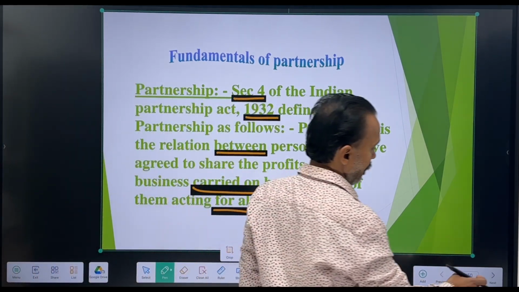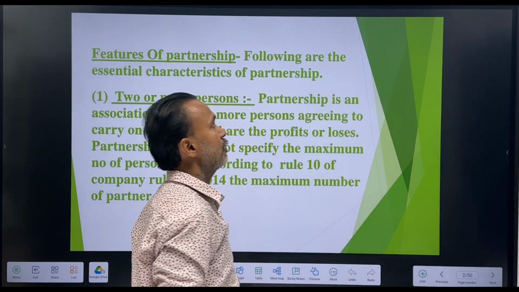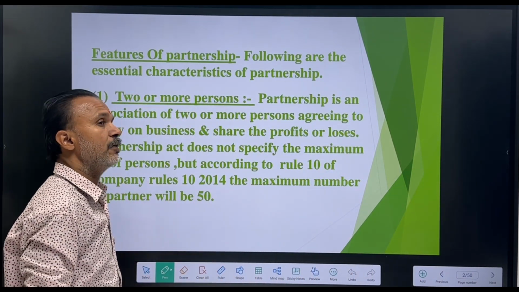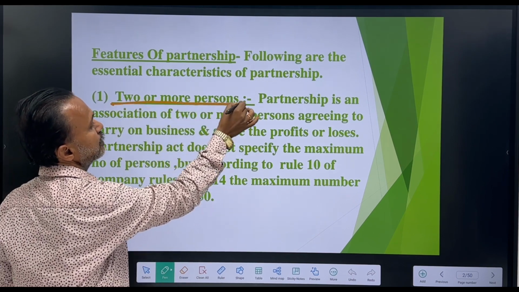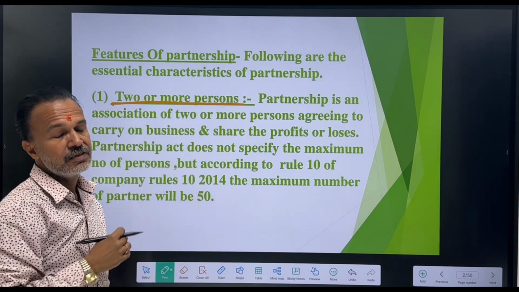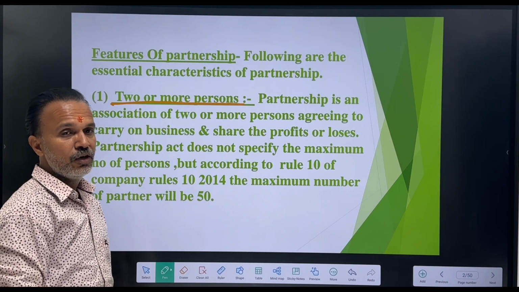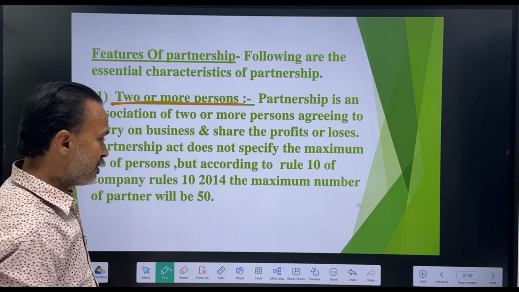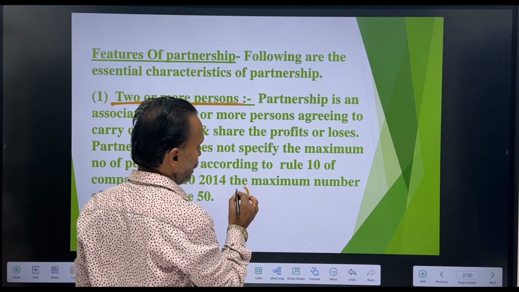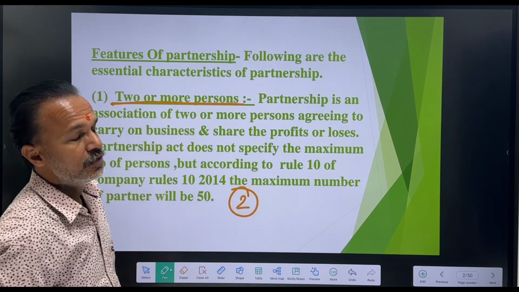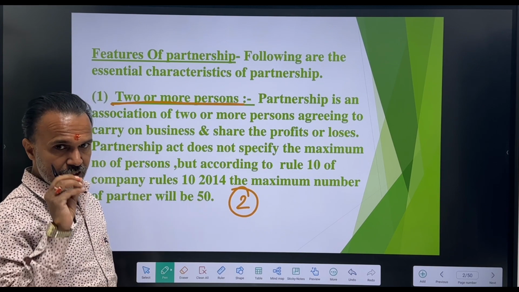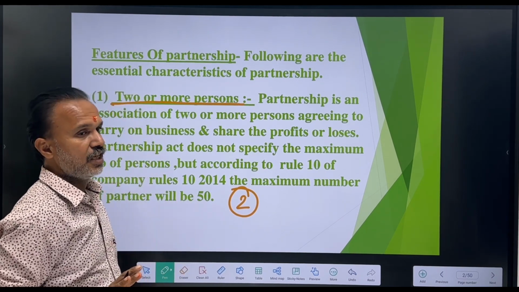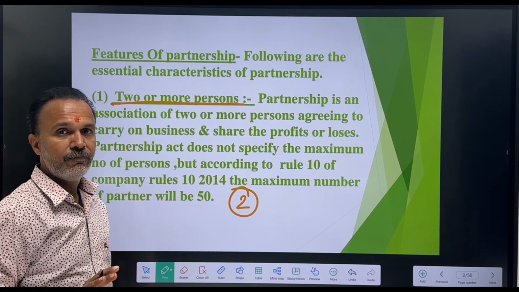Thereafter, we know about characteristics of partnership or features of partnership. The first feature of partnership business is two or more persons. In the partnership business, the minimum number of partners is 2. Indian Partnership Act 1932 does not restrict the maximum number of partners.